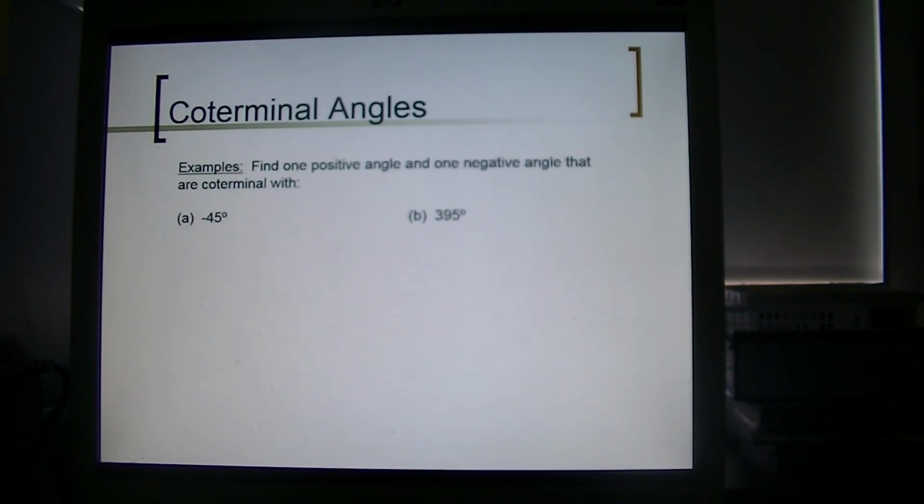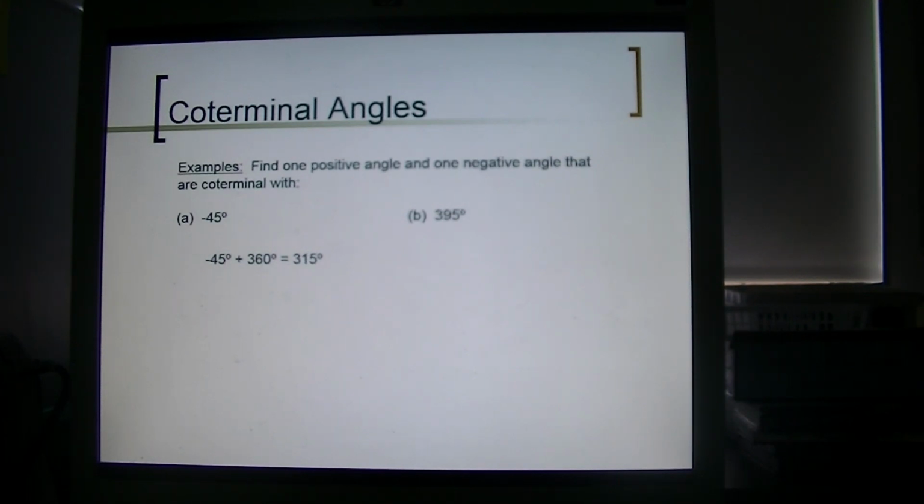315. 315 degrees? Yeah. Negative 45, if you were to graph that, and 315 would end up in the same place. You're getting there in different ways. Negative 45, you're spinning clockwise. 315, you're spinning counterclockwise, but you're going to end up in the same place.